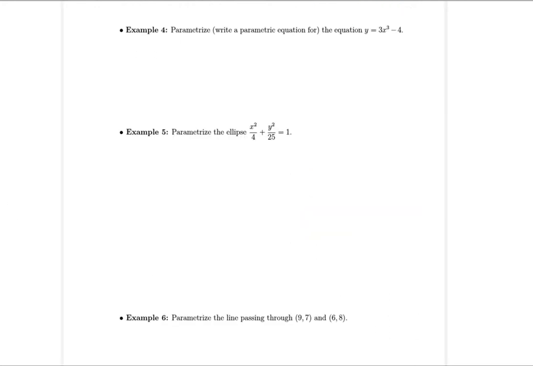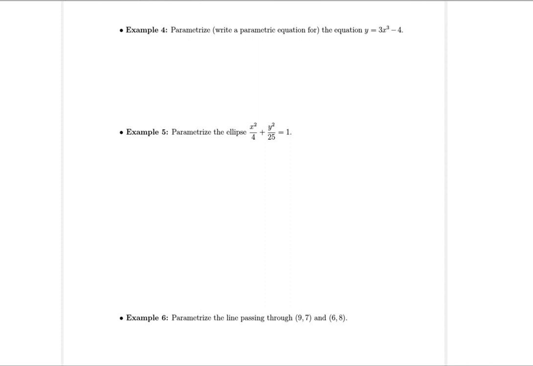All right, so in example 4, this one asks us to parameterize, or in other words, write the parametric equation for the equation y equals 3x to the third minus 4. Now this is going to seem like a really silly answer to the question, but what I'm trying to do is kind of demystify this parameterization a bit. When we say parameterize, all we're going to do is try to write this as x equals a function of t and y equals a function of t.